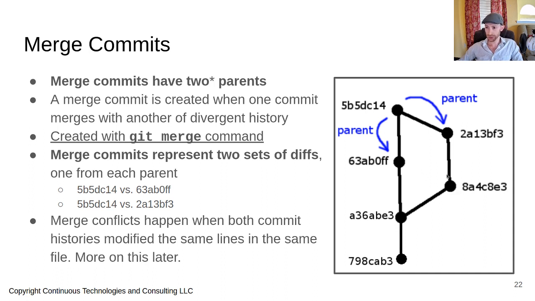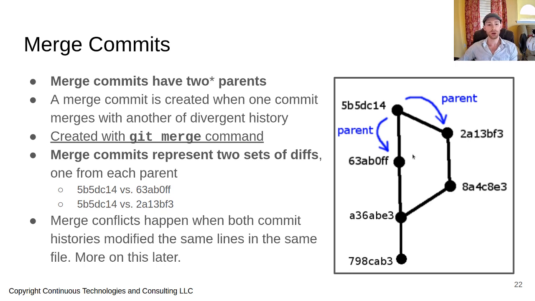The code can diverge for as many commits as you want, but at some point, if you want to merge the changes back in, you have to create a merge commit. This is of course done with the git merge command, and I'll show you some examples of that in the upcoming exercises. But right now, it's important to understand that merge commits represent two sets of differences, one from each parent. So if we take 5B5DC14 as an example commit here, we can see that it actually has two parents, and therefore it represents two sets of diffs. One diff of 5B5 versus 63A, and another diff of 5B5 versus 2A1.